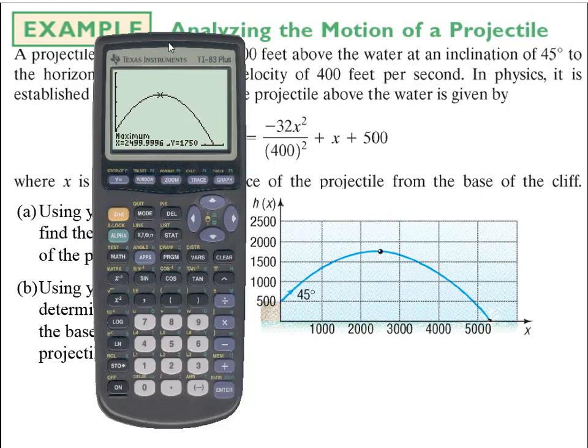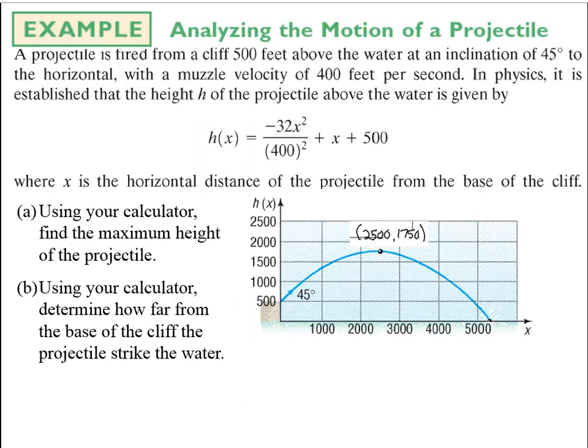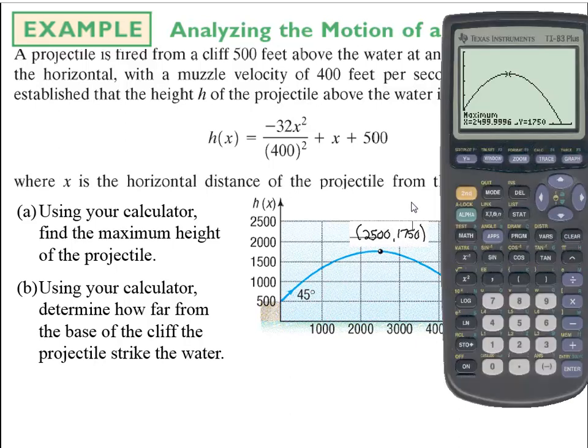All right, now, for this particular problem, keep in mind that the x-coordinate is the distance from the cliff, right? So I got 2,500 feet from the cliff. The ball will have traveled here to this point, and then it will be at a height of 1,750 feet. So that's my y value that's here as well. Okay, so I went ahead and just plotted and labeled that point. There's that max value, right? So letter A says find the maximum height of the projectile. So that would be the y value here of 1,750.